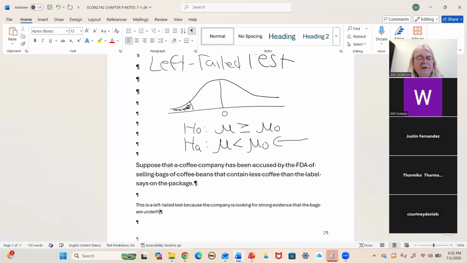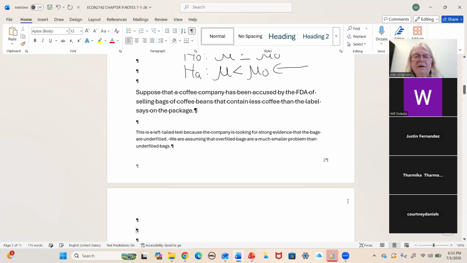And also, I want to point out here too that we are assuming that overfilled bags, in this case, while it's not a good thing, are a much smaller problem than underfilled. Because we won't get into trouble with the FDA if we give people too much coffee. It'll suck away some of our profits, but that's better than getting fined by the FDA and possibly closed down. So that's why we're going to set it up this way.